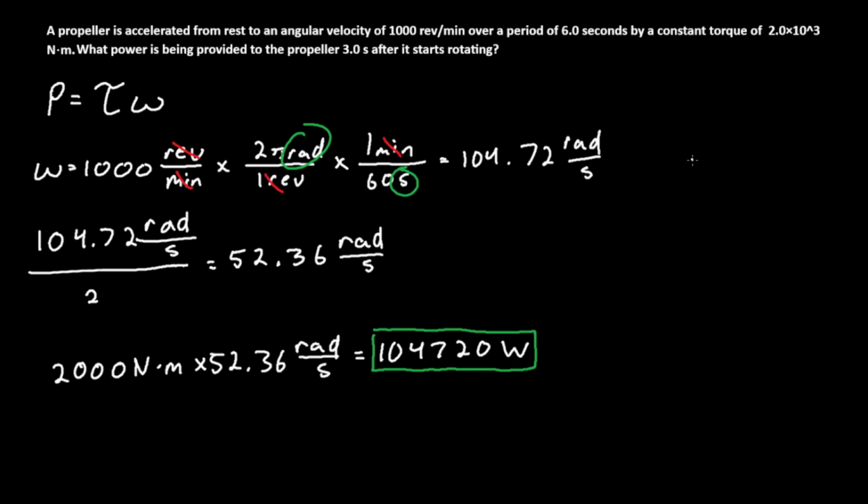Okay, let's go on to the next problem. For this problem, we have a uniform cylindrical grindstone that has a mass of 10 kilos and a radius of 12 centimeters, which is equal to 0.12 meters. What is the rotational kinetic energy of the grindstone when it is rotating at 1.5 times 10 to the power of 3 revolutions per minute, which is also 1,500 revolutions per minute?